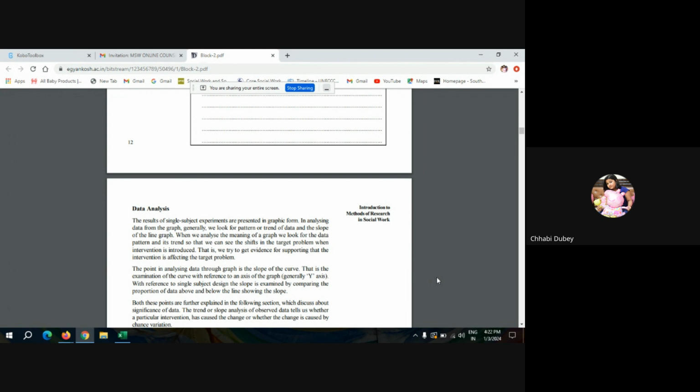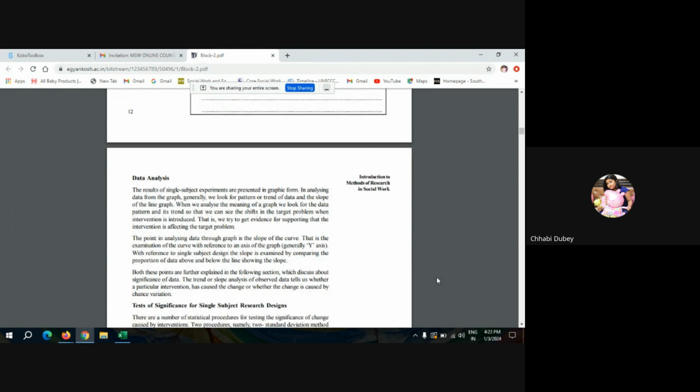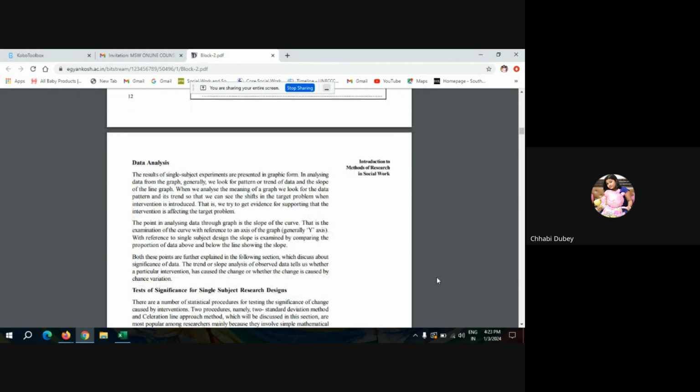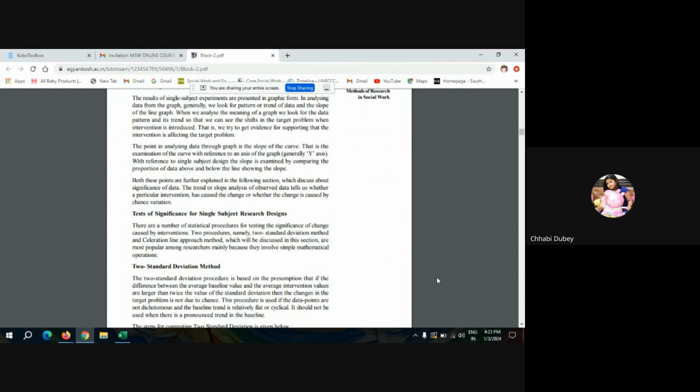There are also softwares, as we have already discussed, which can be easily used to do the data analysis part. But generally, after we gather the data, we will present the data in different graphic forms, in tables, in graphs, in diagrams, and based on that, we are going to analyze the data. Okay. Now, next comes the test of significance for single subject research designs.